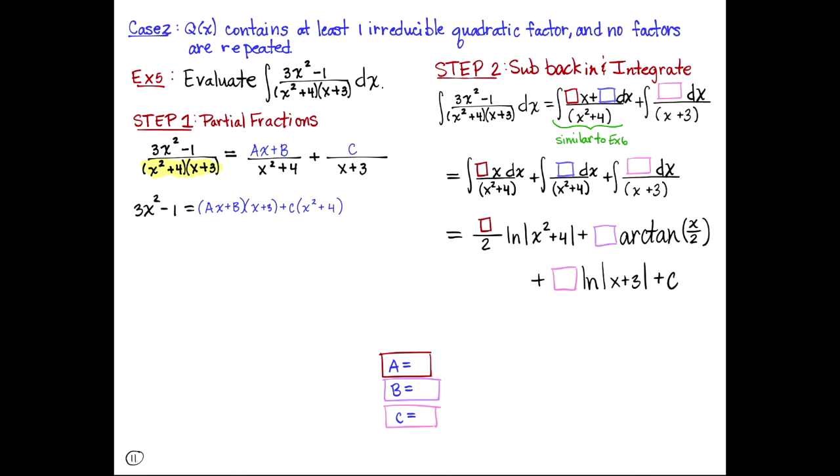And using the method of plugging in nice values, let's start with x equal to -3. That one kind of jumps out at us. So at x equal to -3, -3 squared is 9 times 3 is 27, minus 1 gives us 26 on the left-hand side of our equation. On the right-hand side, the first term goes to 0, and the second term simplifies to c times x squared plus 4. And in place of x squared, we have -3. -3 squared is 9 plus 4. Maybe I'll write that in just to follow the algebra here. There we go. So we have 26 is equal to 13c. And so c is equal to 2.